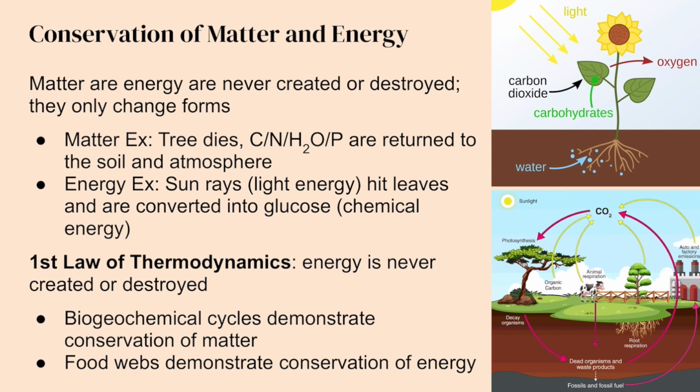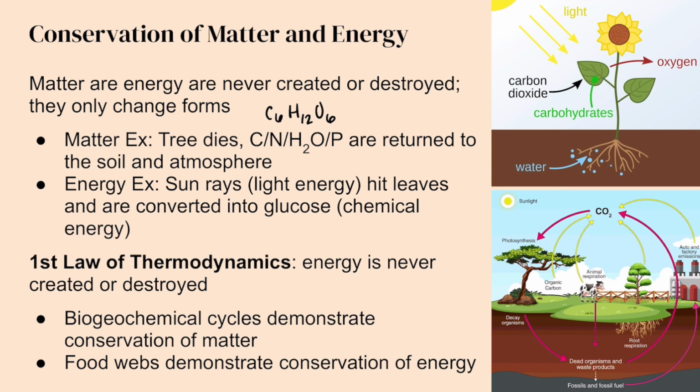So for example, when we have a tree that dies, that tree is made up of organic material. It's made up of a lot of glucose, and glucose again is that C6H12O6 molecule. So when that tree dies, our detritivores come in, break down those molecules, and release carbon into the environment, into the soil and atmosphere, and then also release other nutrients back into the soil and atmosphere.